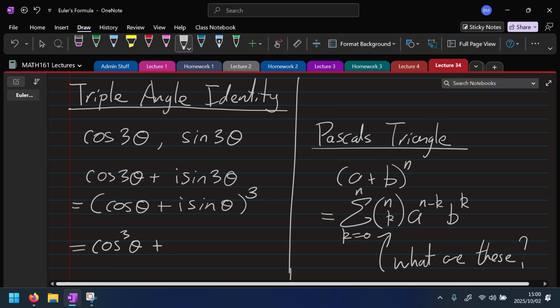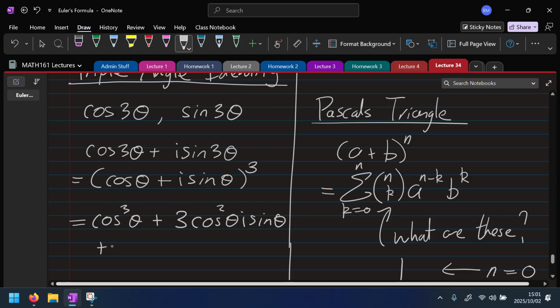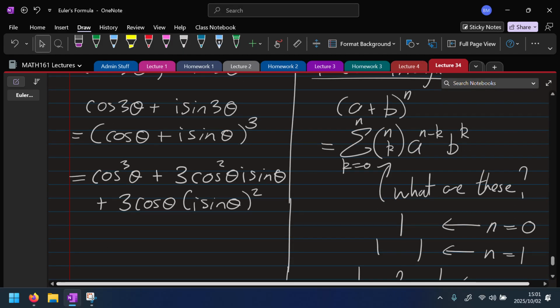Next one. What does it start with? 3 cos squared, and then r sine theta. I is attached to the sine theta. Plus, the next one's going to be 3, then it'll be cos, and then r sine theta squared. Good. And then the last one, the coefficients are 1, so it will be r sine theta cubed.